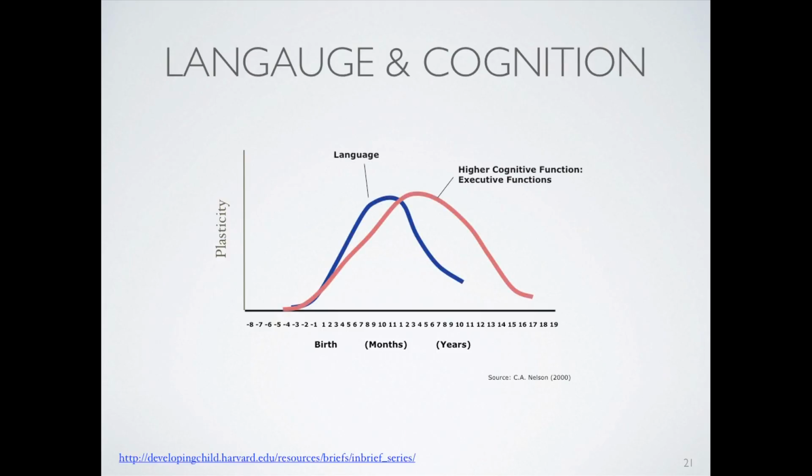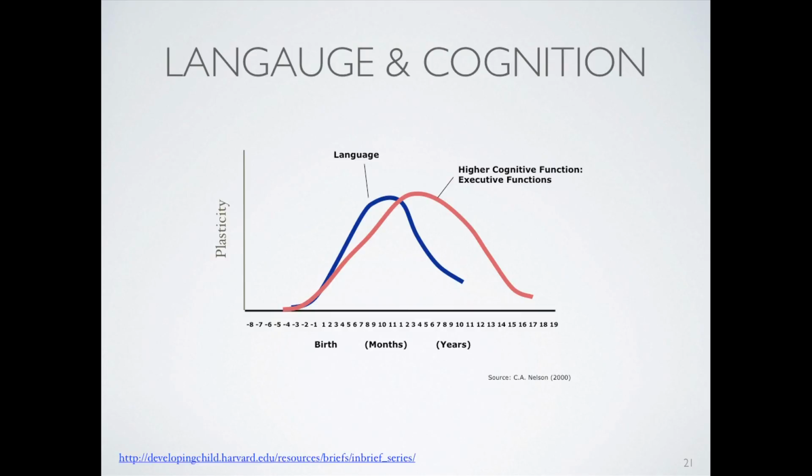Now, if you look at the two aspects of language and cognition, such as language represented in the blue line and higher cognitive functions such as executive functions in the red line, the interesting thing is the plasticity of language peaks at around a year old. So that's when a child learns a lot of different vocabulary and starts babbling and starts experimenting with different sounds and also makes up different words.